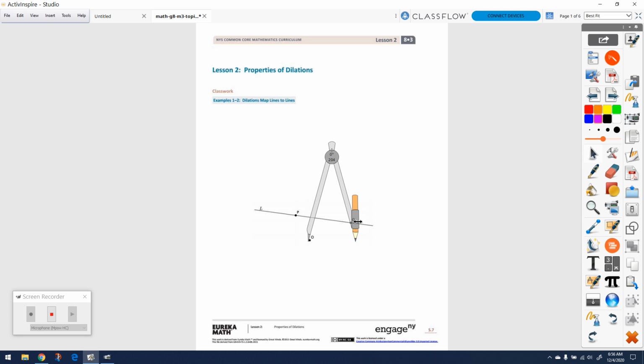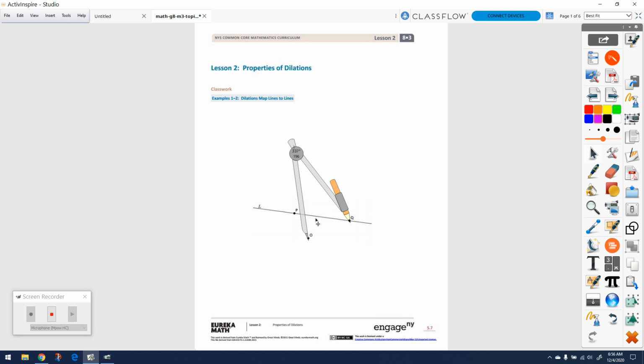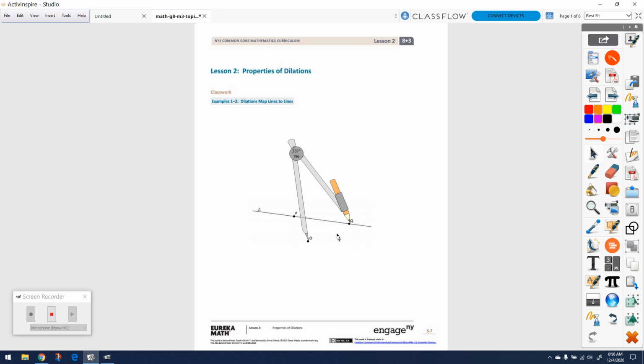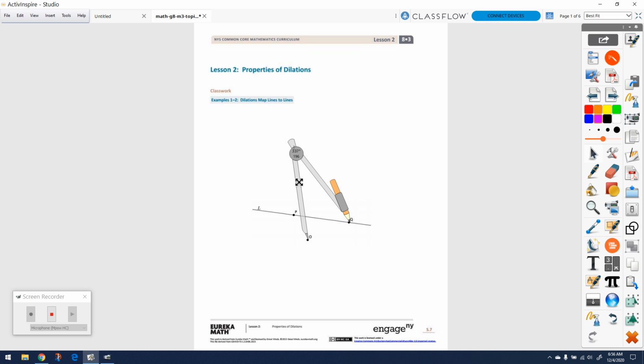Okay, so let's go ahead. We're going to measure it like that. Hopefully yours is the exact same length. I'm going to take this and move it up to my Q, and I can draw an arc.